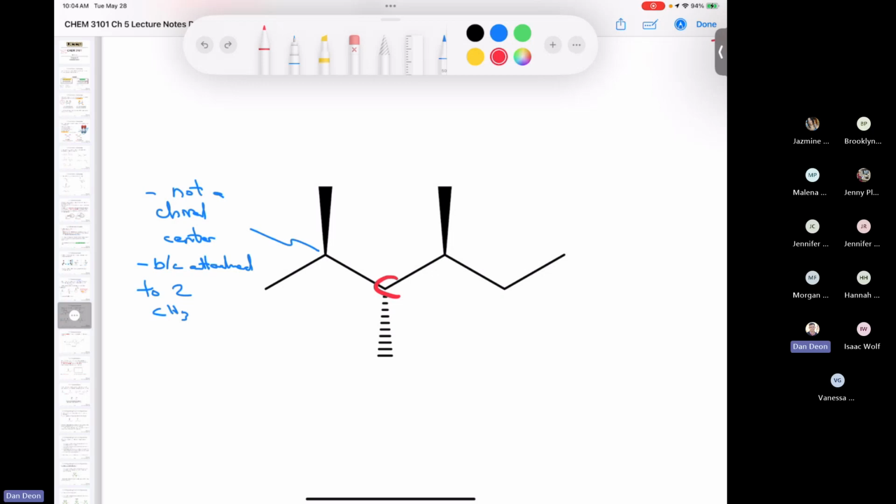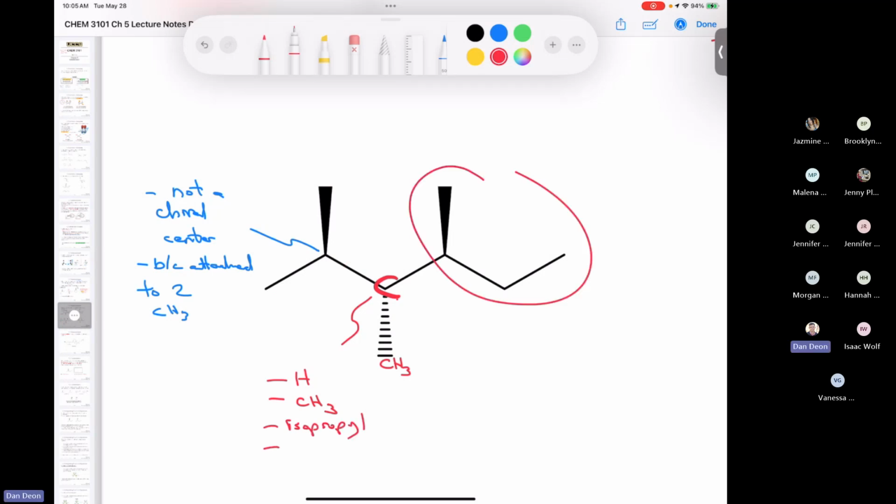So let's see what it's attached to. It's attached to a hydrogen, which is on a wedge. Okay, that's not shown. A methyl. So let's write this down. So this carbon is attached to a hydrogen. It's attached to a methyl group, that's this one here. It's attached to an isopropyl group. And then this group here, this would be a sec-butyl group. So it's also attached to a sec-butyl group. So that is definitely a chiral carbon.